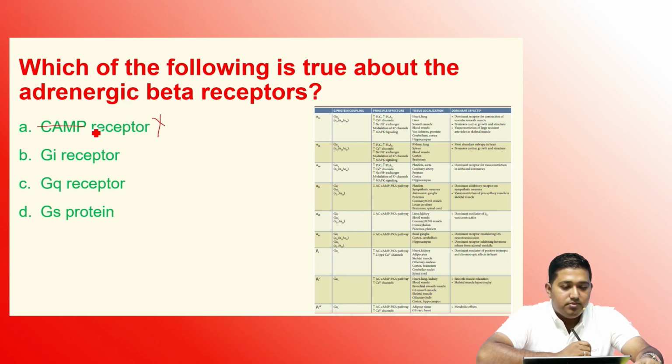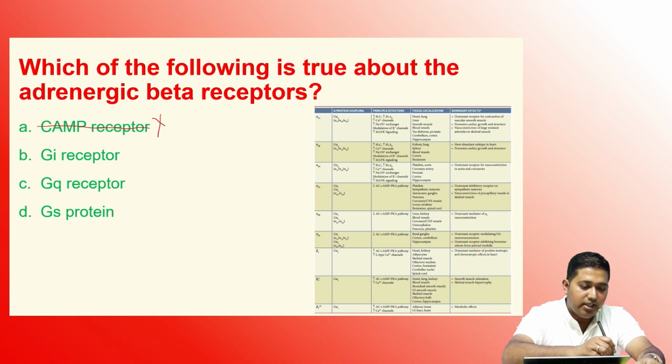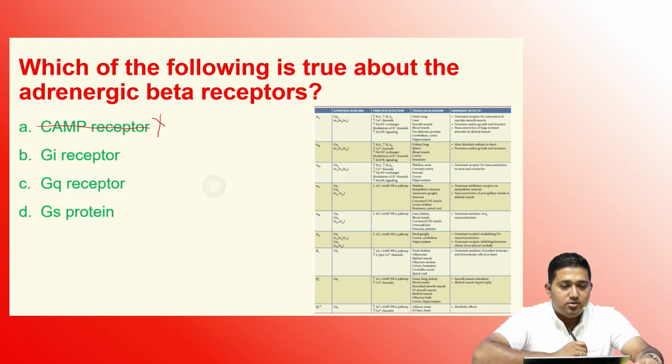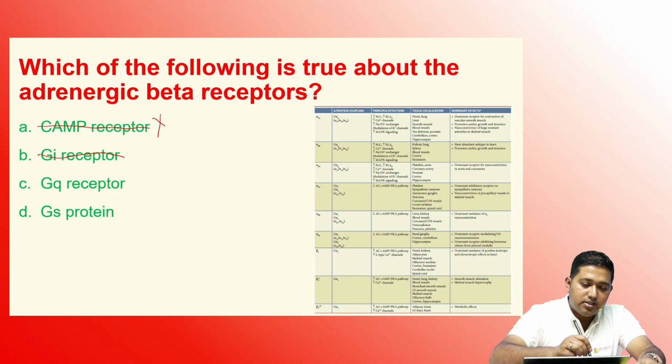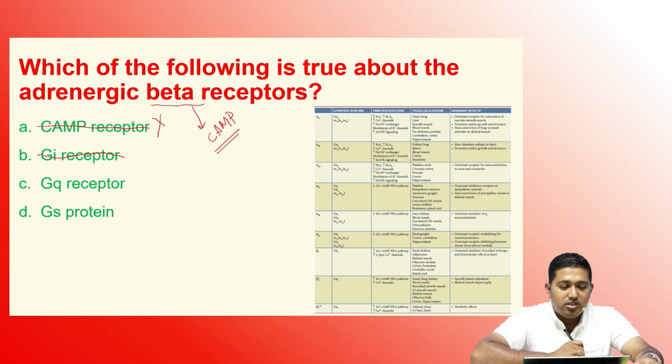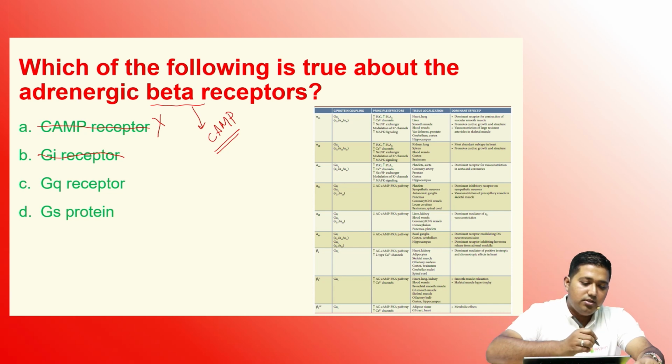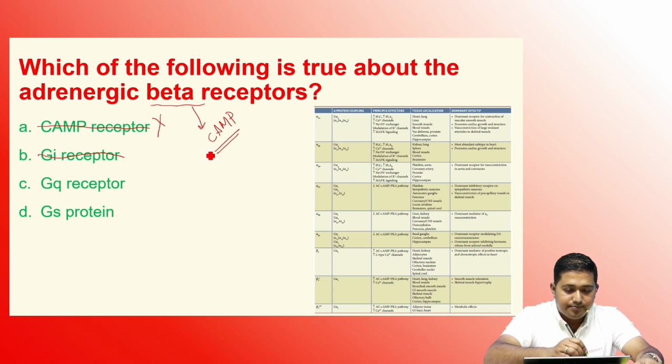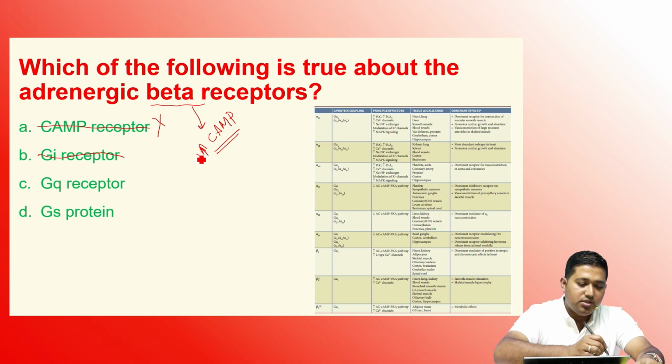Now if you all remember, beta receptors are stimulatory receptors, and of the remaining options, Gi is inhibitory, whereas Gs and Gq are stimulatory. So we can also remove Gi as a possible answer. Now we are left with 2 options, Gs and Gq receptors. If you remember, beta receptors mainly increase the activity of cAMP inside the cell. They are coupled with cAMP, so they bind to and increase cAMP. So it has to be the Gs protein.